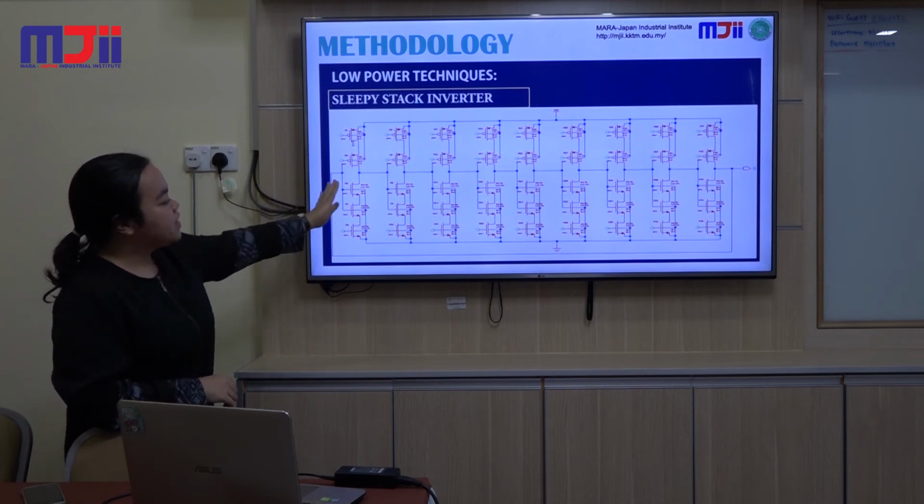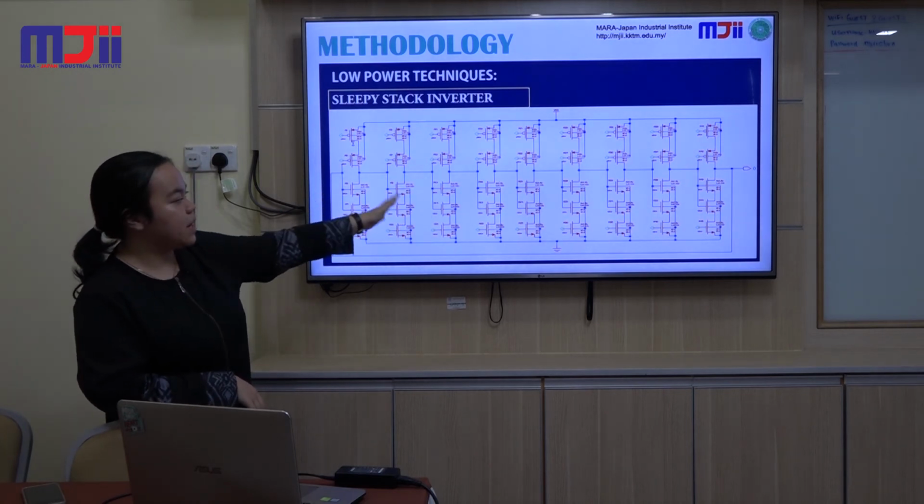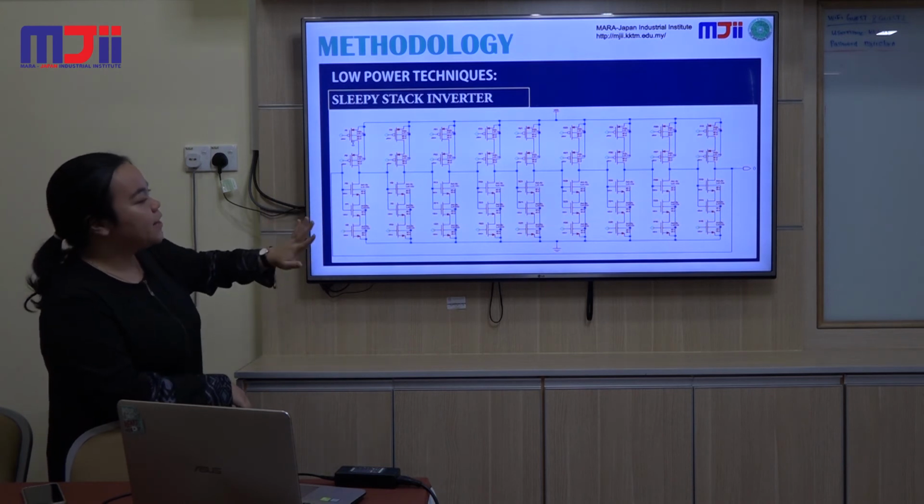So you can see here, the number of transistors increases. So you multiply it by 9, so you get one ring oscillator.